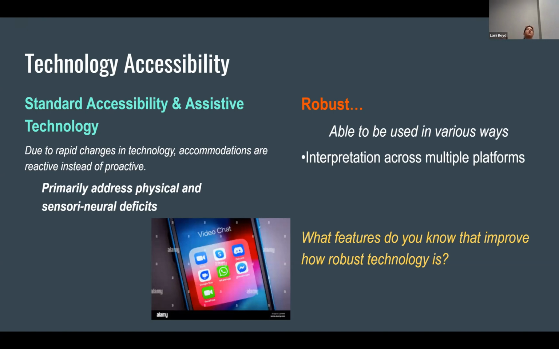The last one that we talk about when we talk about accessibility is robust. It's a really abstract word. It sounds like big and bold, but really what it means is that it's able to be used in various ways across multiple platforms. If I go to the website on my phone, it works the same as the website on my computer, and I know what to expect. Accessible technology is robust. If I'm an Apple user, I should be able to do basically the same thing on an Android device.